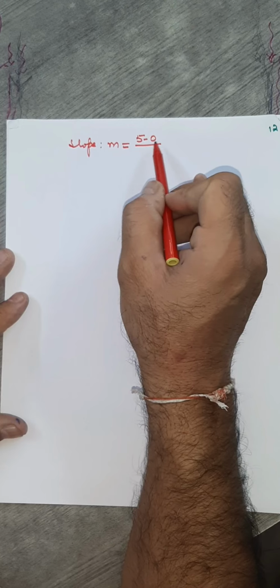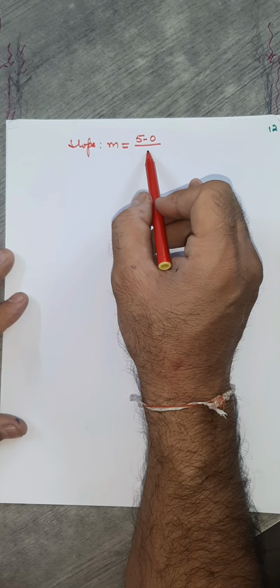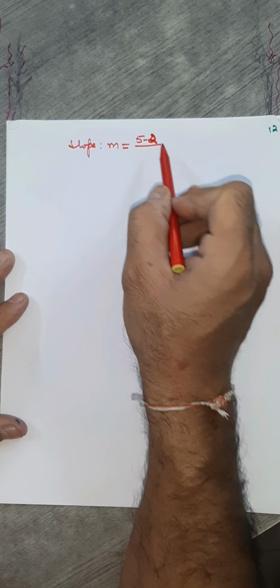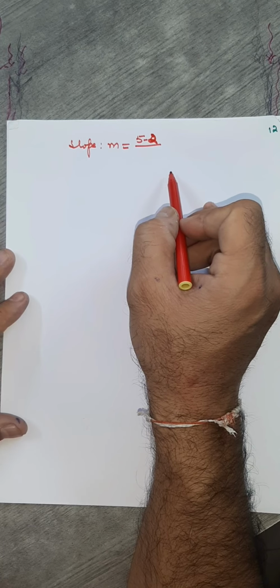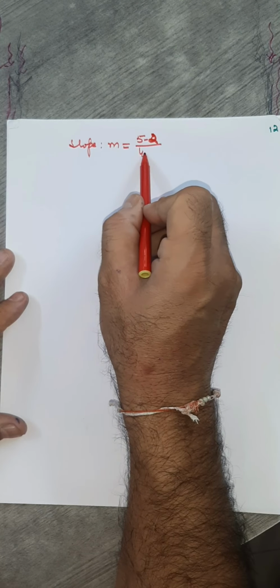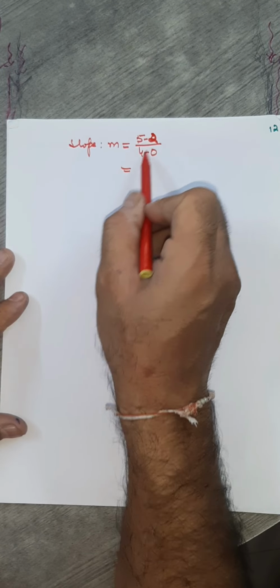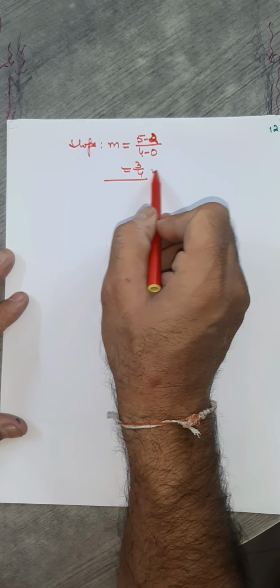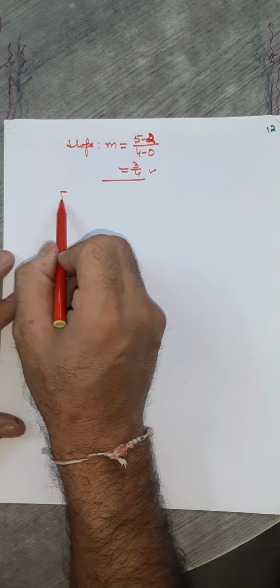Slope m = (y2 minus y1) upon (x2 minus x1) = (5 minus 2) upon (4 minus 0), so this will be 3 by 4. You got the slope? Okay, so you can write the equation.